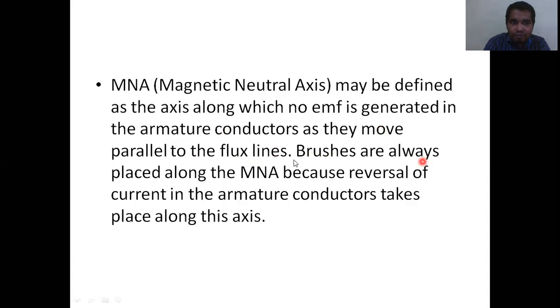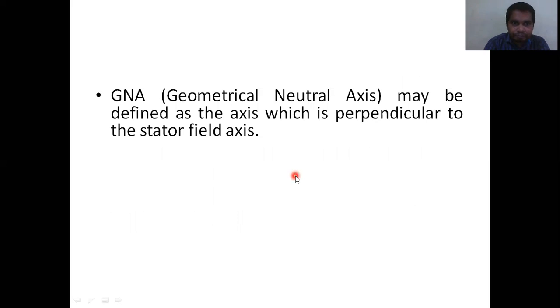And the brushes are always placed along the magnetic neutral axis because reversal of currents in the armature conductors takes place along this axis. We already said the current in the armature conductors inside the armature is alternating current, right? The direction will change, but on the external side we have the same current, which is collected by your commutator and brushes. So the brushes are always placed along the magnetic neutral axis.